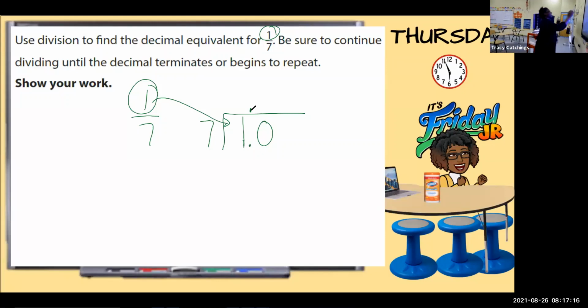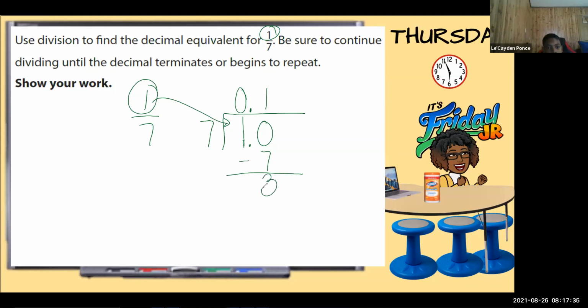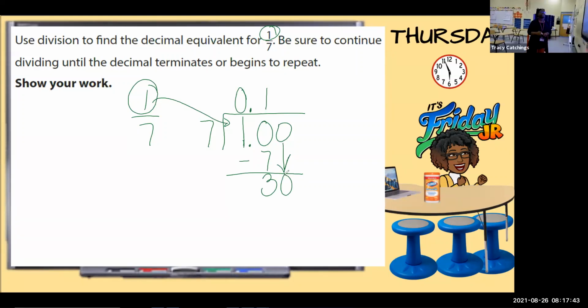All right, so what's 10 divided by 7? Look again, 10 divided by 7. 1. Good job. And 1 times 7? 7. Subtract. 3. Can we stop? No. 30 divided by 7. 4. 4 times 7. 28. Can we stop now? No. Okay, we can't stop. Add another 0.